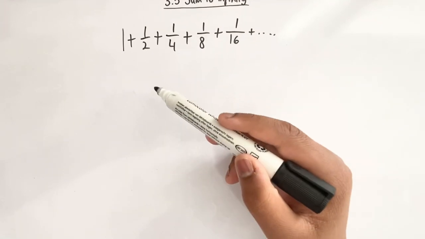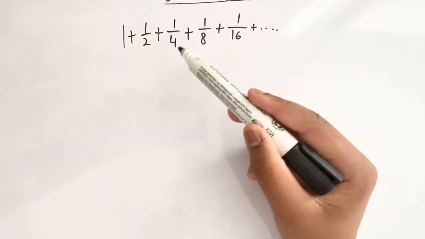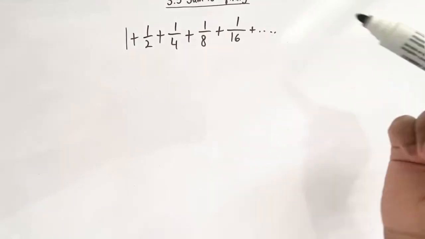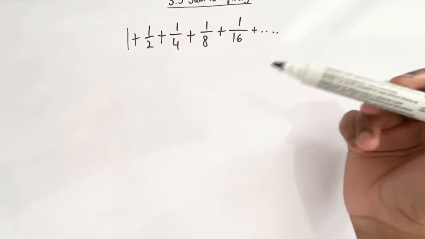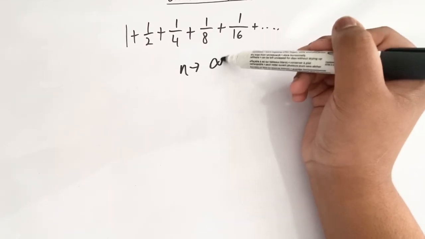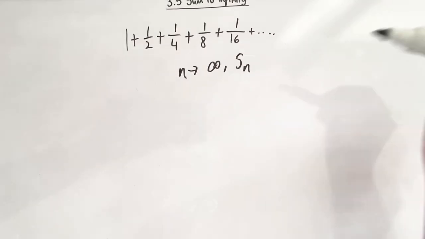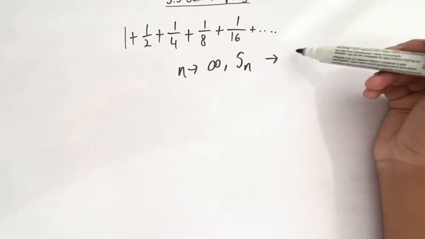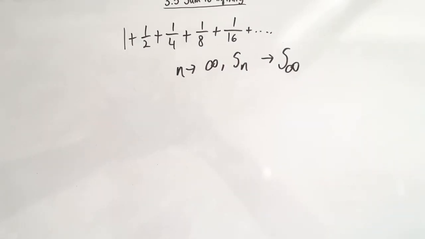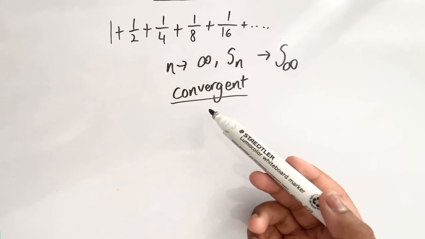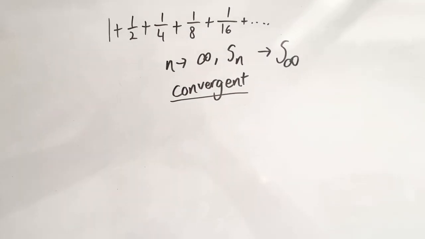However, what if you take a series like this? 1 plus a half, plus a quarter, plus an eighth, plus a sixteenth, and so on. The values are getting smaller as n tends to infinity, and so Sn will get closer and closer to a finite value, which we say is S infinity. This is a convergent series because it will tend to a finite amount.